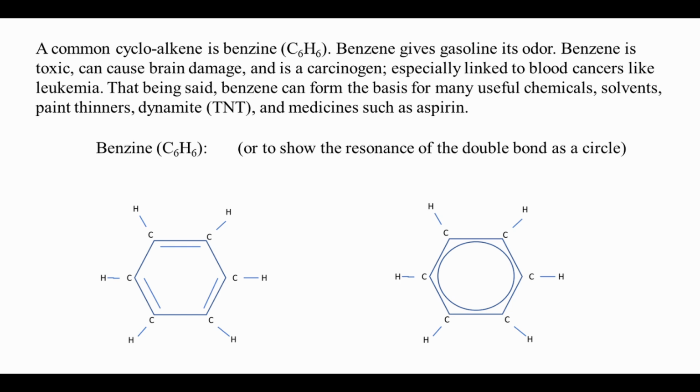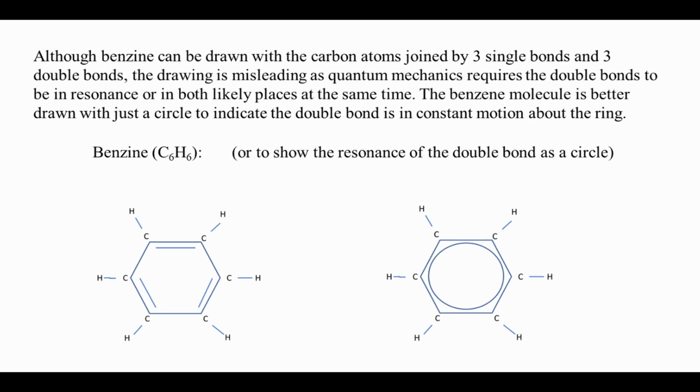That being said, benzene can form the basis for many useful chemicals, solvents, paint thinners, dynamite, TNT, and medicines such as aspirin. Although benzene can be drawn with the carbon atoms joined by 3 single bonds and 3 double bonds, the drawing is misleading as quantum mechanics requires the double bonds to be in resonance, or in both likely places simultaneously. The benzene molecule is better drawn with just a circle to indicate the double bond is in constant motion about the ring.